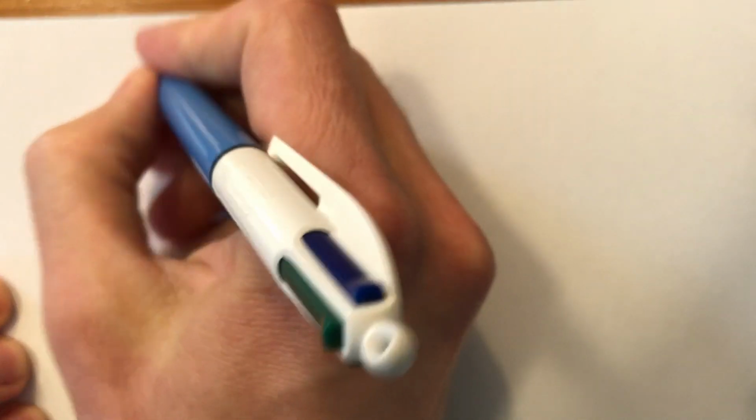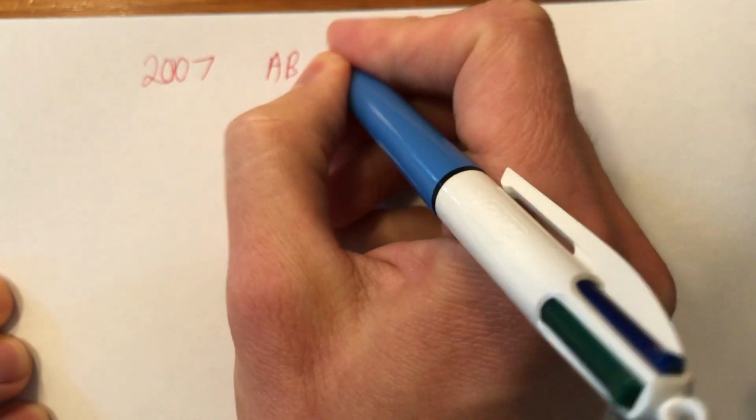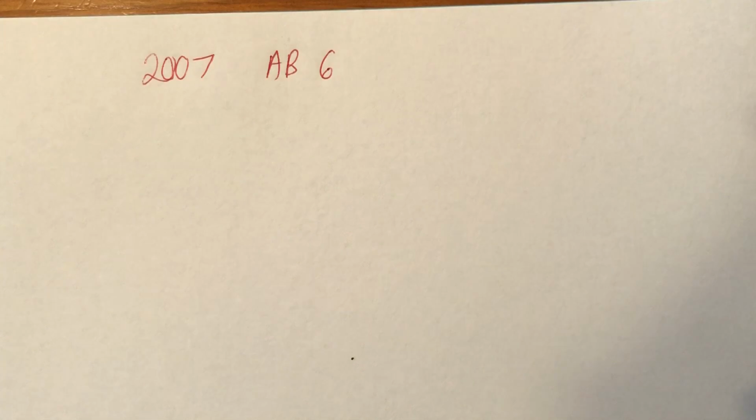Let's start there. By the way, this is number 6 on the 2007 AB test. And I don't know why I wrote that in red, but I did. So let's switch colors just for contrast.